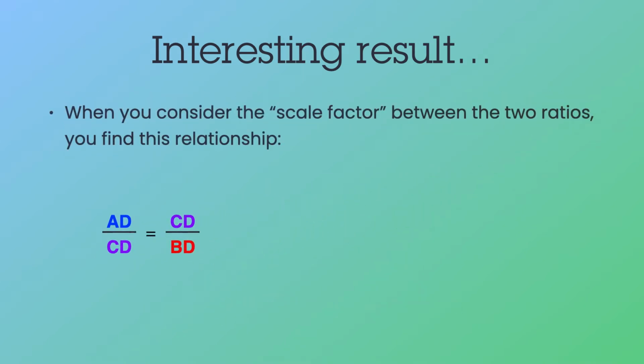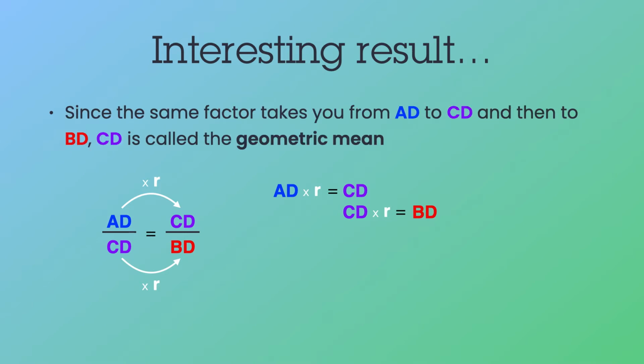If you consider the scale factor idea between these two ratios, this relationship pops up, that times R. R is your scale ratio, something you would multiply by AD to get to CD. But also it's the same thing you take times CD to get to BD. Since it is the same number factor that gets you from AD to CD and then to BD, that CD number in the middle is called the geometric mean. Basically, the idea is that you multiply the same number twice. The number where you kind of stop off in the middle, that's your geometric mean.